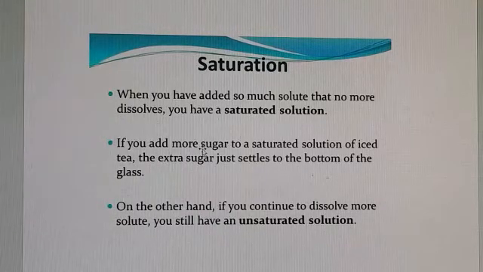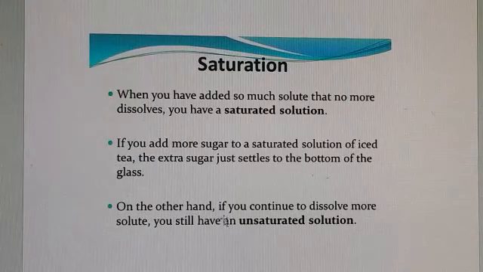If you add more, look at the slide. If you add more sugar to your saturated solution of iced tea, listen, students, if you add more sugar to the iced tea, the extra sugar just settles to the bottom of the glass. That is called a saturated solution. Shall I expect you to do it at home? Please try it at home.